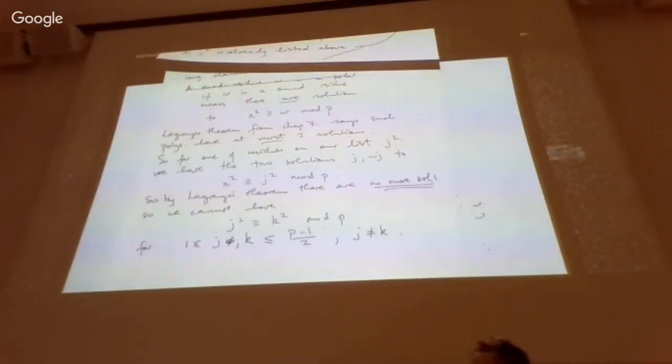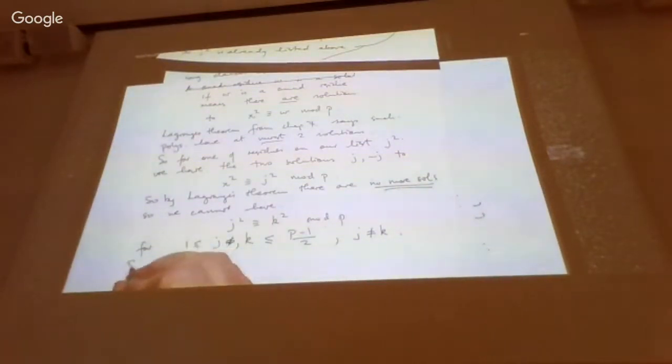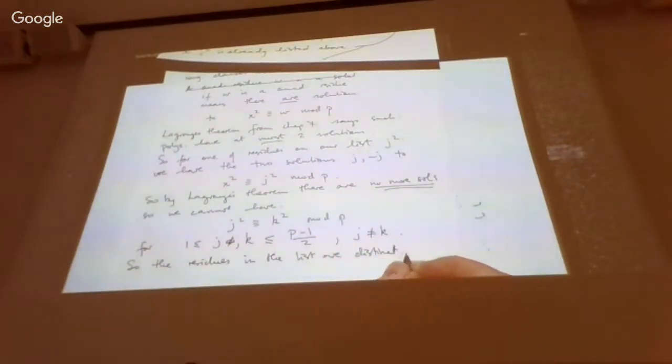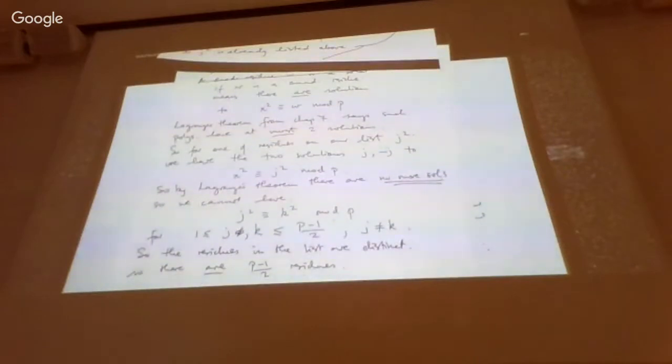So that shows that all those quadratic residues that I listed at the beginning of the proof are all distinct. So the residues in the list are distinct, and the list has p minus 1 over 2 entries. P minus 1 over 2 residues, and therefore p minus 1 over 2 non-residues as well. Okay.